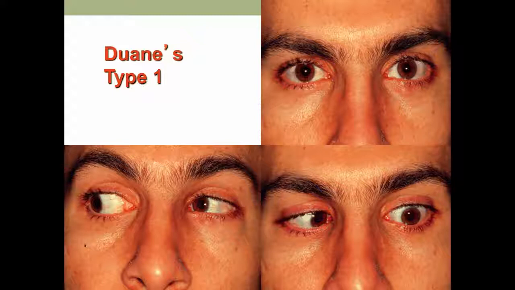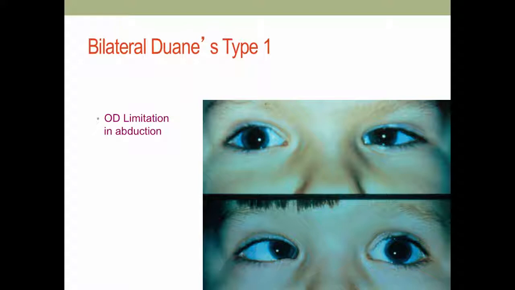It is easy to see in primary gaze, the person is straight. Upon dextroversion, the patient has retraction of the palpebral fissures and of the eyeball, and on abduction, you can see that there is limitation of the eye movement, with the lids opening up. This is a case of a bilateral Duane's. Notice the limitation in abduction and adduction and restriction.